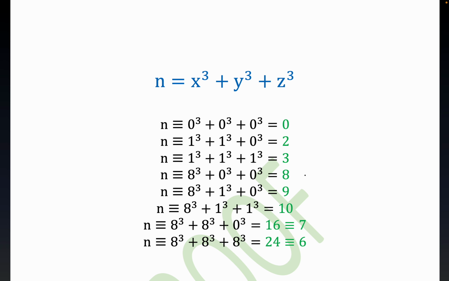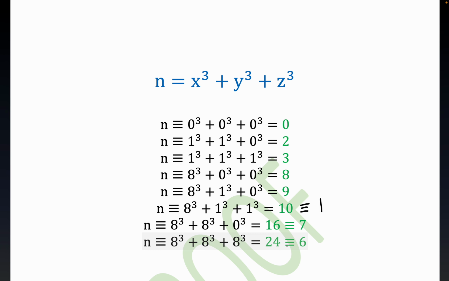Right here, I didn't finish this part. This would be congruent to 1 also, right? 10 is congruent to 1. And then 16 is congruent to 7, since 2 times 9 minus 2 is 16. And then 24 is congruent to 6, since 2 times 9 plus 6 is 24.